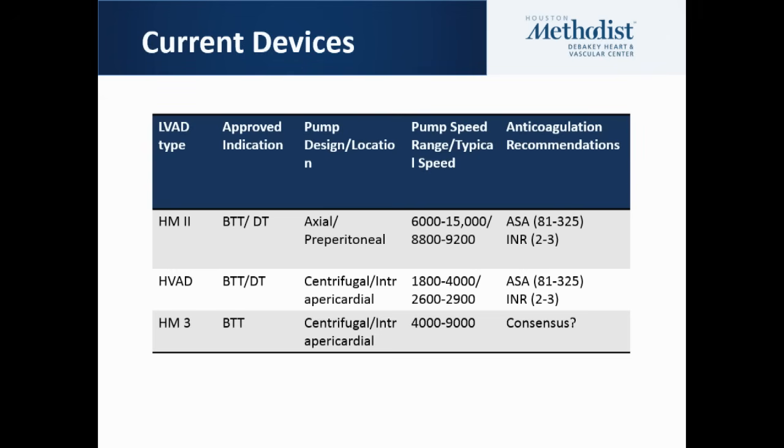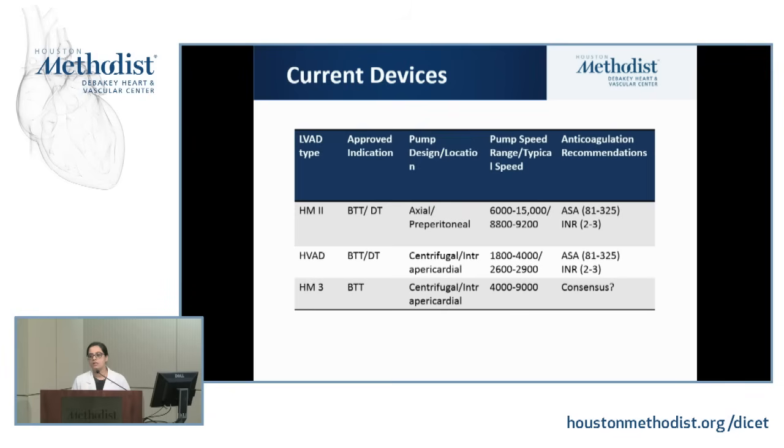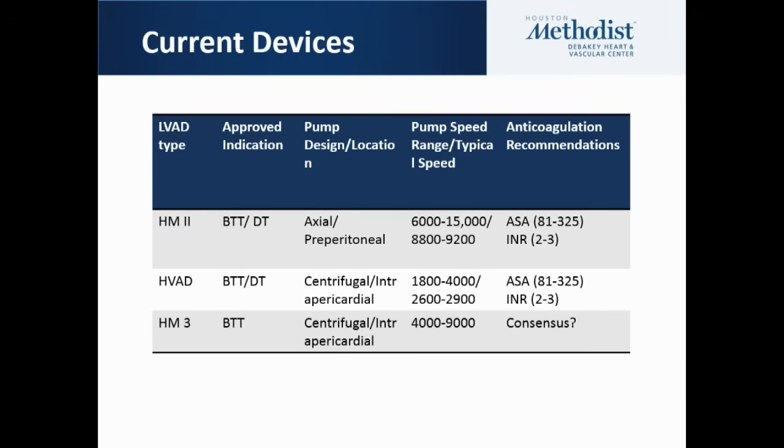The LVAD speeds are variable, so when you walk in the room, fellows should be able to tell which device the patient has without knowing what device it is, because the speeds are different. If somebody has a speed of 9,000, you know instantly it's a HeartMate 2. If somebody has a speed of 2,600 or 2,900, and the console is very different, that's an HVAD. If somebody has a HeartMate 3, the usual speed that we keep people at is around 5,000. Those are the differences in their speed. The upper limit of HeartMate 3 is, they say, 9,000, but it can go as high as 11,000.